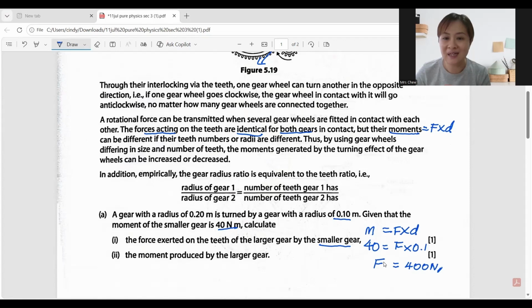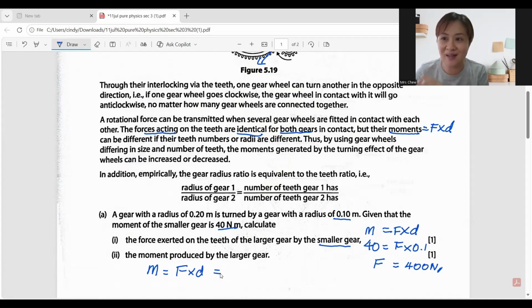All right, it's quite easy. That's why it's 1 mark and it has nothing to do with this formula yet. Now, the moment produced by the larger gear. So now we have moment can be different, right, because the distance can be different. It's also only 1 mark, which I believe you will be able to get. Moment is still equal to force times distance. The force is the same.